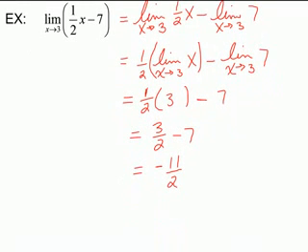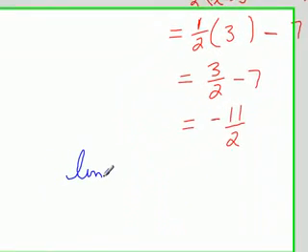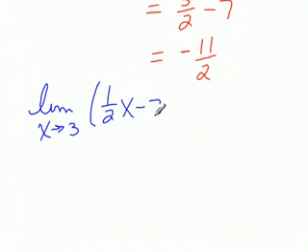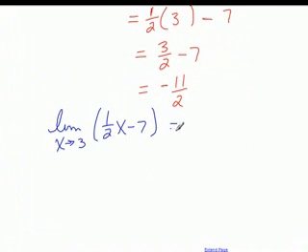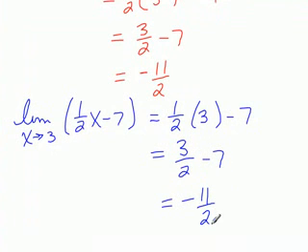If I worked the same problem using substitution, which I've told you is okay now, let me write the problem down again so we can see it. The limit as x approaches 3, the function is 1/2 x minus 7. Using substitution, I can write, not 1/3, that's wrong, I can write 1/2 times 3 subtract 7. And then you're looking at 3 halves minus 7, which is exactly what we had before, negative 11 halves.